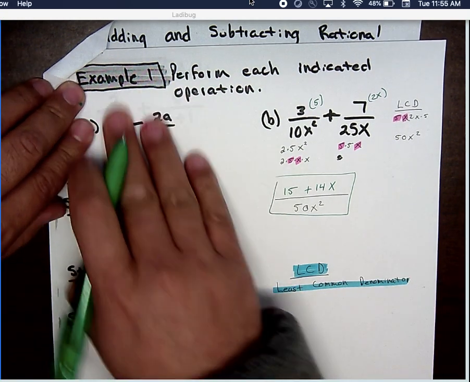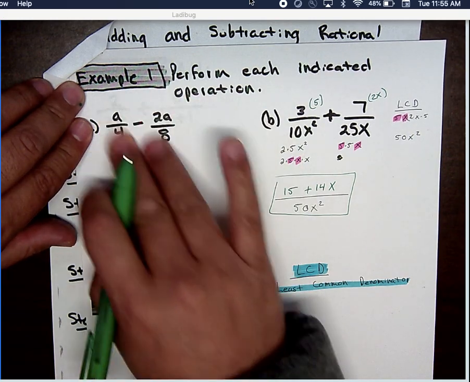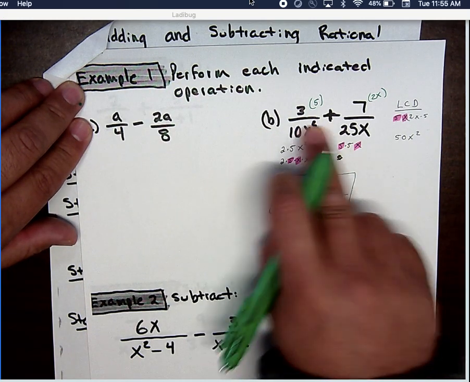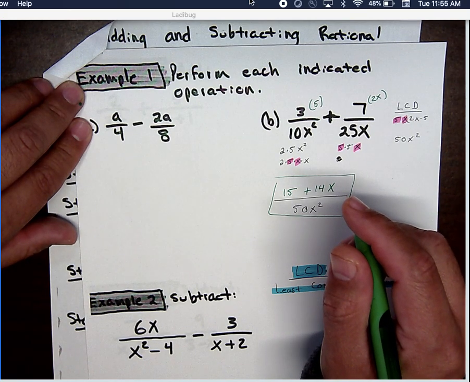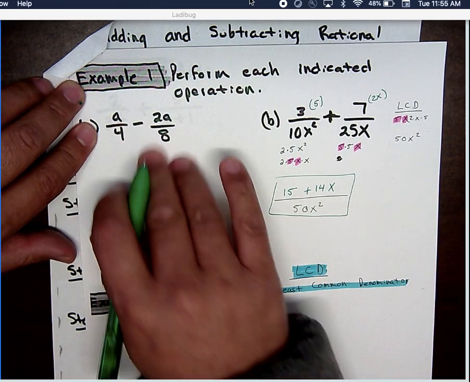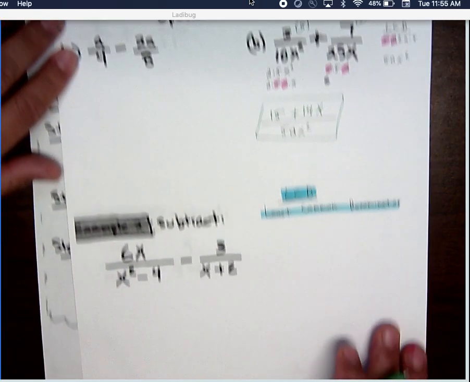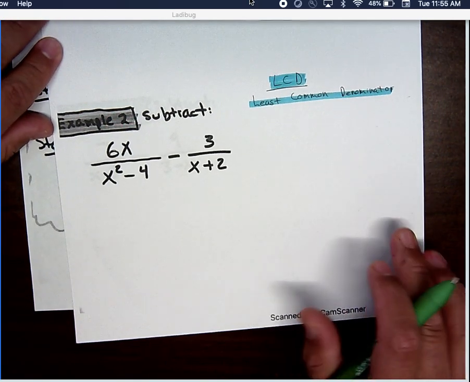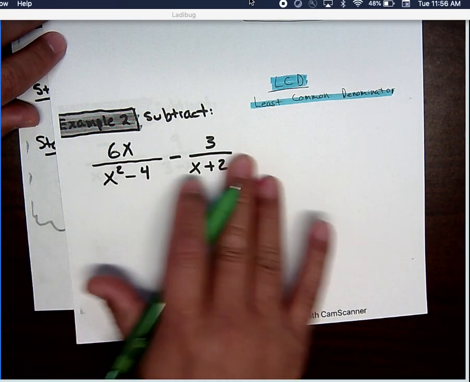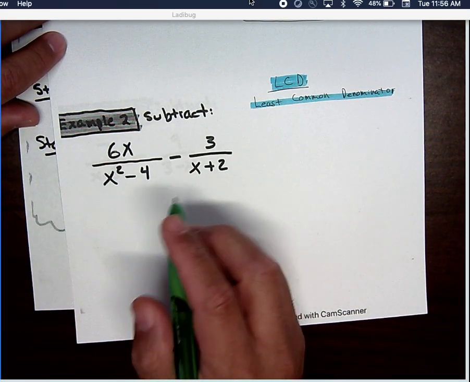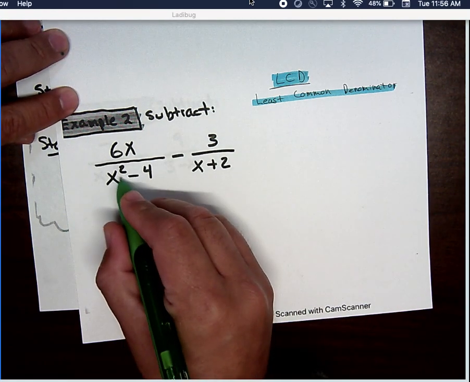For example, these ones you can use crisscross. I think for these where everything's a monomial, the crisscross method would work perfectly. But if you're doing the LCD, I'm gonna go to question number 2. So this is how it would help when you have binomials in the denominator. So let me factor this one out.